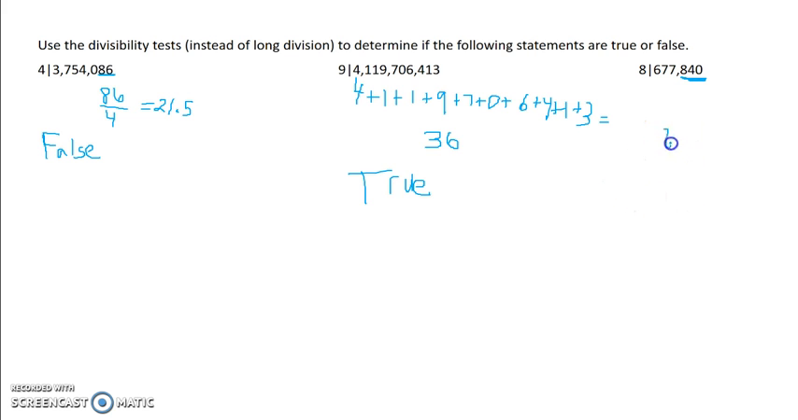Well, let's see. 840 is the number formed by the last 3 digits. Is 840 divisible by 8? On my calculator, I'm doing 840 divided by 8. That gives me 105 with no remainder. So yes, 840 is divisible by 8. So is this entire number. So this is true.